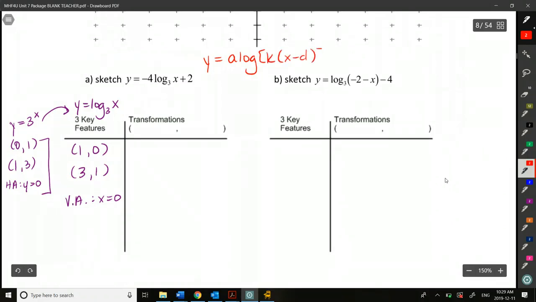All right, so you're going to see, for logarithmic functions, a times log of kx minus d, and then plus c. That's kind of where you'll see them. So again, the k and d are inside the logarithm with the x, and the a and c are on the outside. Okay, so in part A, what do we have out of a, k, d, c?